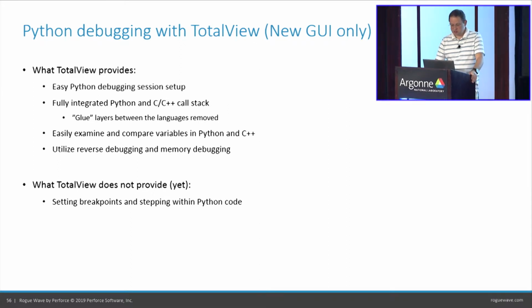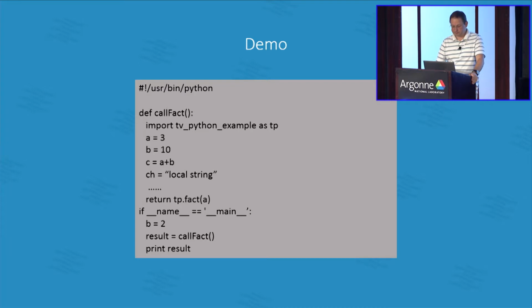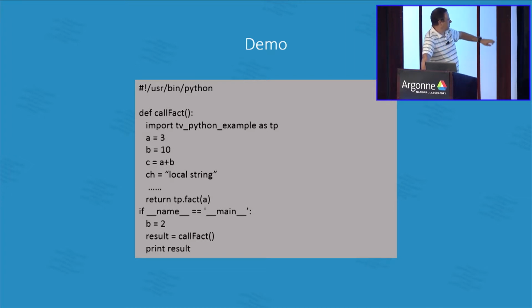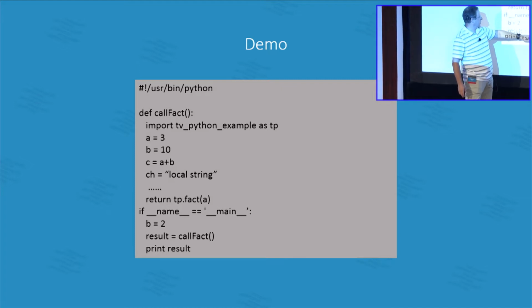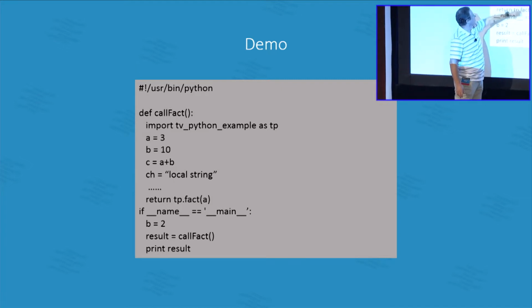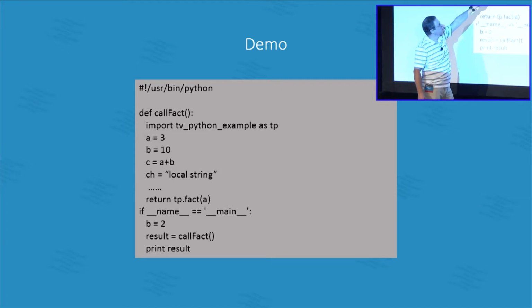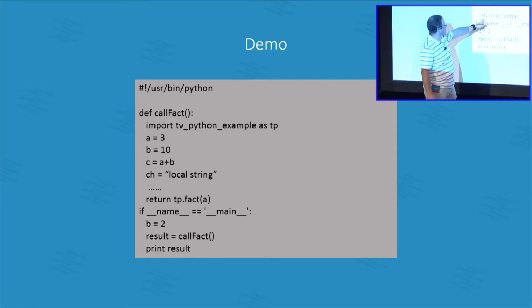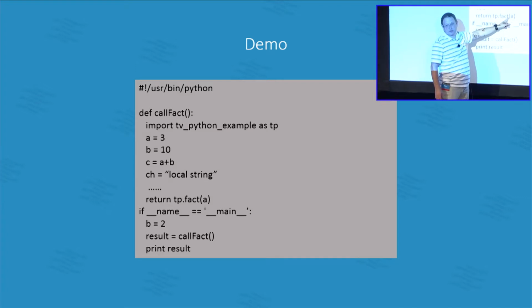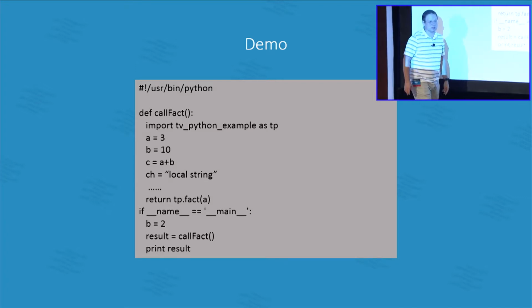So let me try to show you another example, and probably a video. This is the program that I will try to demonstrate. This is a main here, and it calls another subroutine in Fortran, call fact. It will import a Python example, which will call the function fact, and this will be in C. So it will import the C module and then call the function inside the C code.